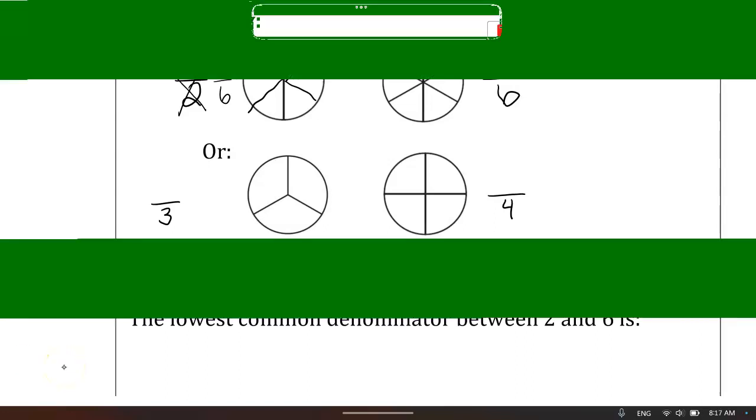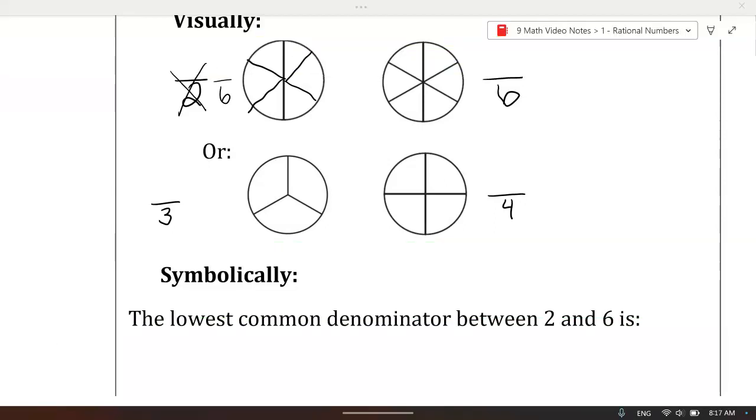So visually, what I would need to do is cut this into something that would be the exact same as this. So if I were to cut this one into thirds, so if I would cut each piece into thirds, I would get 12 pieces. 1, 2, 3, 4, 5, 6, 7, 8, 9, 10, 11, 12.